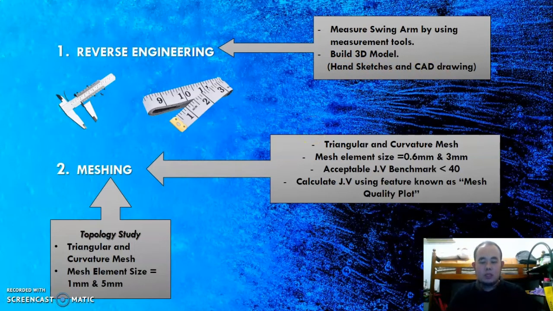The second element is meshing. So in meshing, we'll be using triangular and curvature-based mesh at a mesh element size of minimum 0.6 mm and maximum of 3 mm. In order for us to check the mesh quality, we have to calculate the Jacobian value. As we know, the acceptable Jacobian value benchmark is lower than 40. So we have to achieve at least a Jacobian value lower than 40 in order for the product to be acceptable. So we calculate the Jacobian value using the feature known as mesh quality plot in SolidWorks software.